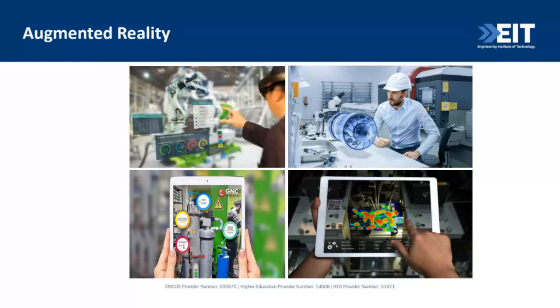So let's say you are looking at this machine here, and you put a mobile or a tablet in front of it, and using the app, you are seeing some digital elements, like an overlay on top of that practical setup.